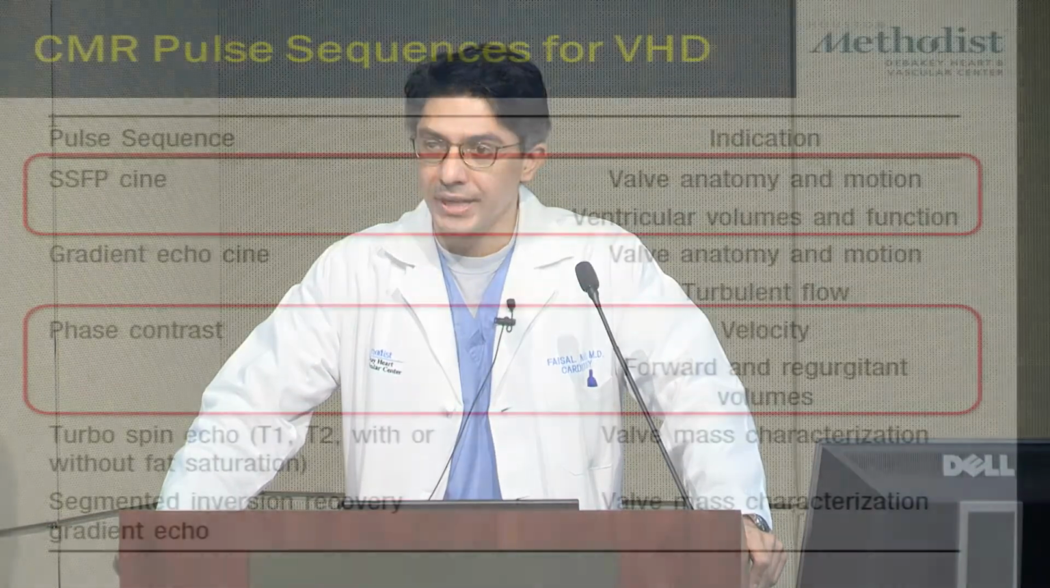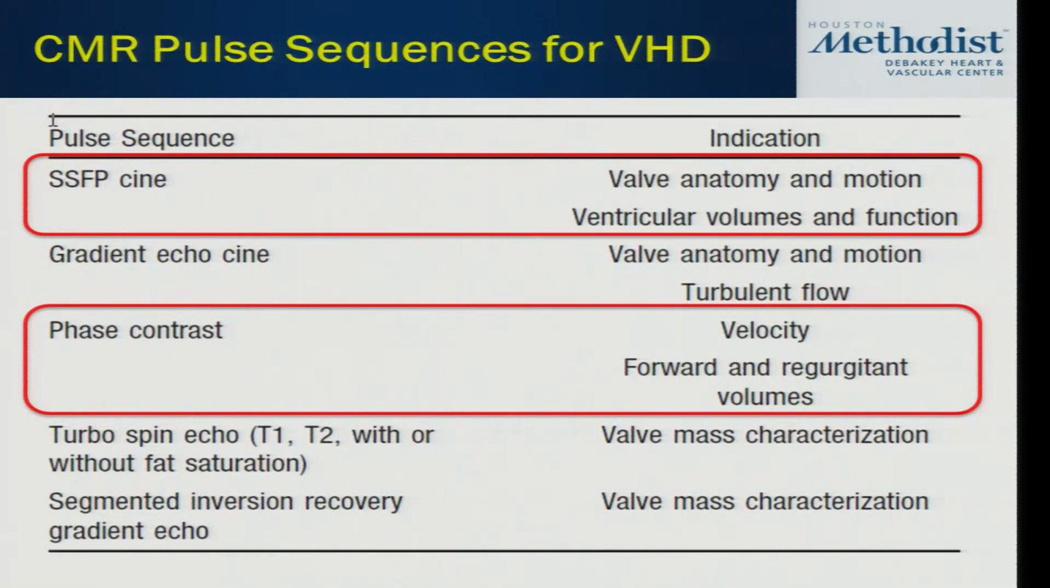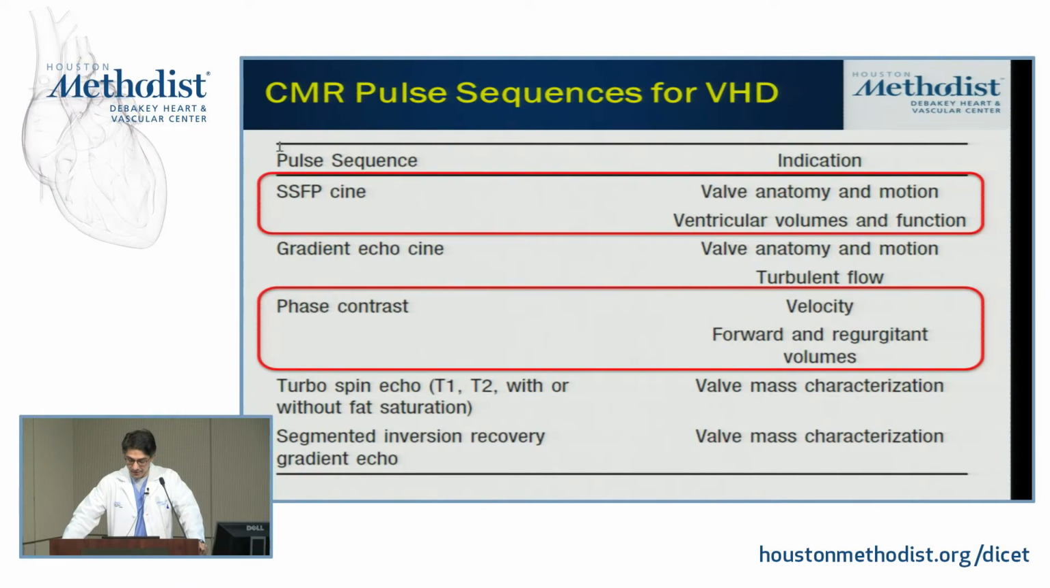Those are some of the terms you may have heard: the SSFP, or steady state free precession cine sequences. This helps us to determine a little bit about valve anatomy and motion. We can calculate ventricular volumes, and from that calculate ejection fractions. The other big sequence that we use in valve assessment is the phase contrast sequences, and these really mimic your echo Doppler. In the next few slides, I'll show you the similarities.